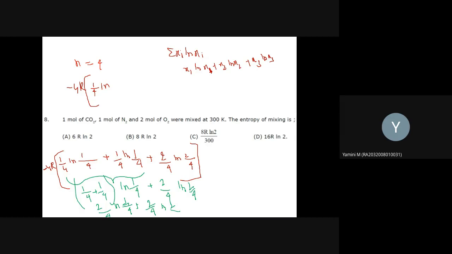Sir, I have done up to that, sir. Okay, so you don't know how to solve this. Take 2 by 4 common. You will get the natural log of 1 by 4 plus the natural log of 2 by 4. So you solve it directly. Now ln a by b, you can write as ln a minus ln b, right?